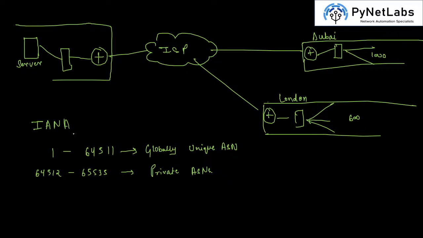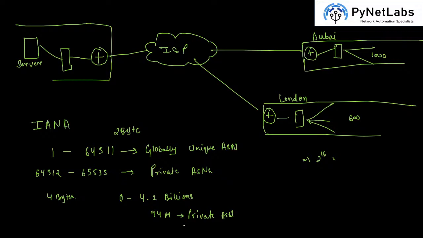Then this is basically your 2-byte range. 2 bytes means 16 bits, and if you do the calculation, 2 raised to the power 16 gives you 65536. So that is what we are using here as well. Now there is another range of 4 bytes, where we have around 0 to 4.2 billion autonomous system numbers in the range, out of which the last 94 million are private ASNs.